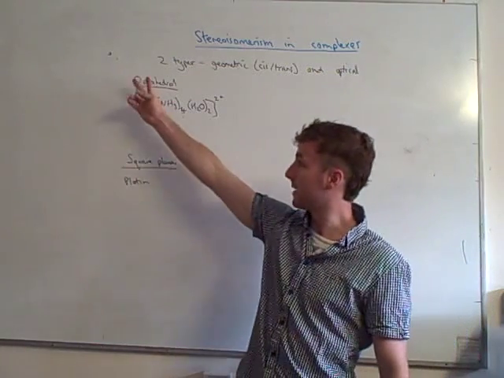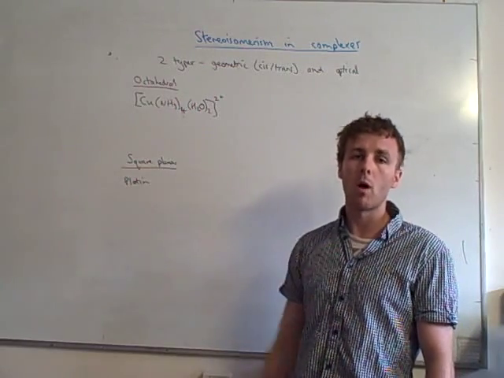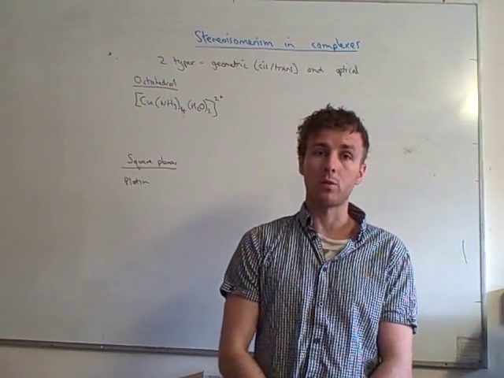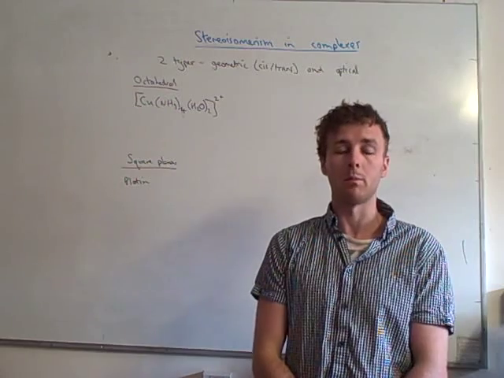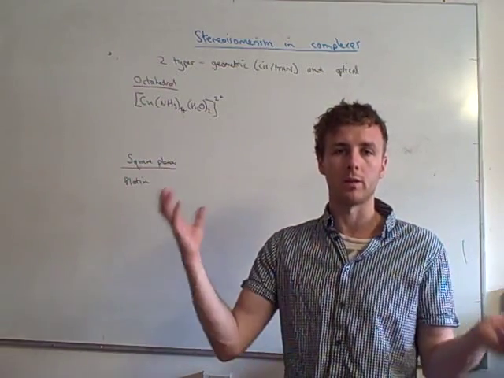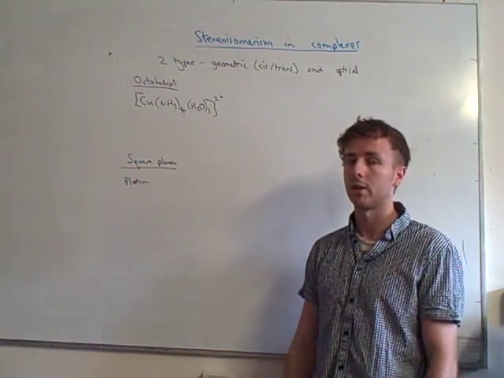The first one is an octahedral complex, and this is using monodentate ligands. What I mean by monodentate ligand is a ligand that only donates one lone pair of electrons to form one dative covalent bond, or sometimes they're called a coordination bond. So like quilt and duvet, two separate words but they mean the same thing, dative covalent and coordination.